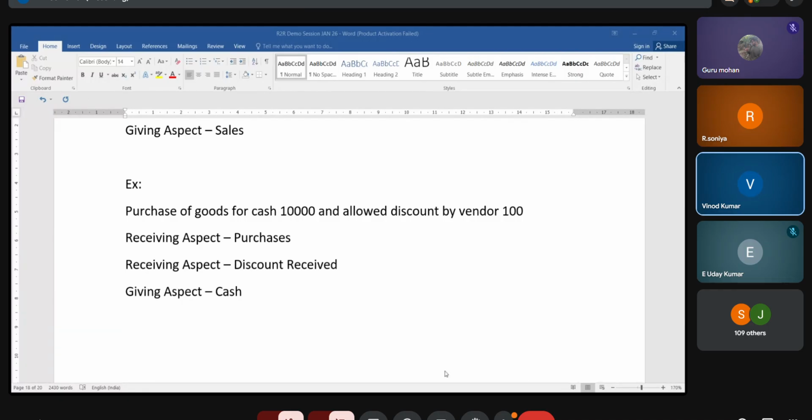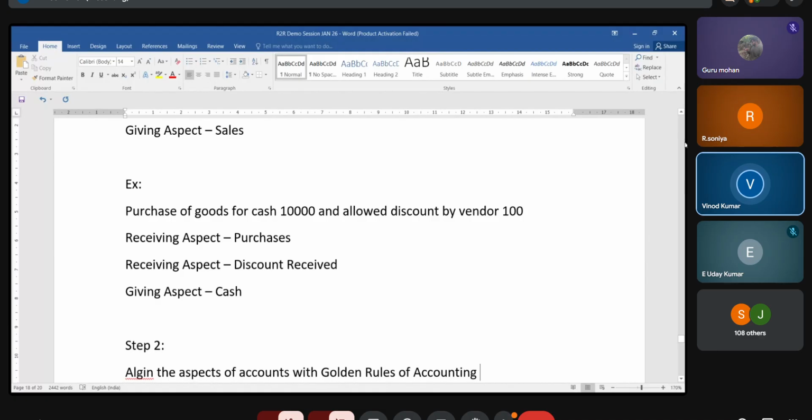Okay, fine. So once we identify the aspects, the next step, step 2, is to generalize the transaction. Align the aspects of accounts with golden rules of accounting. Golden rules of accounting. Okay.